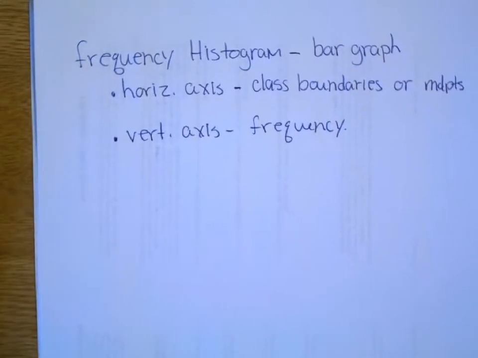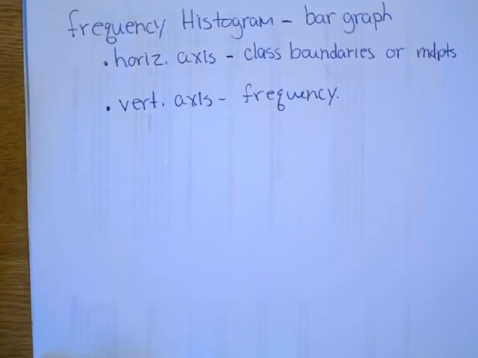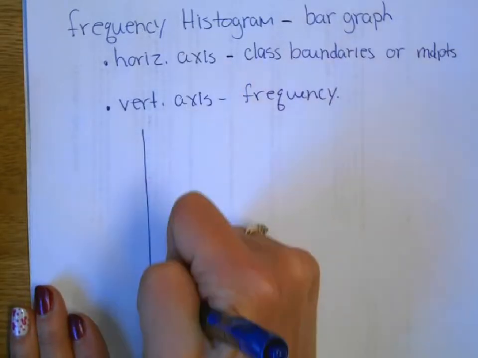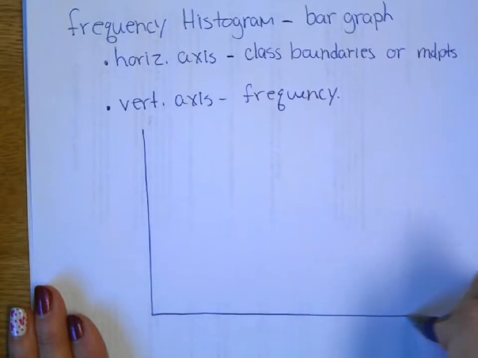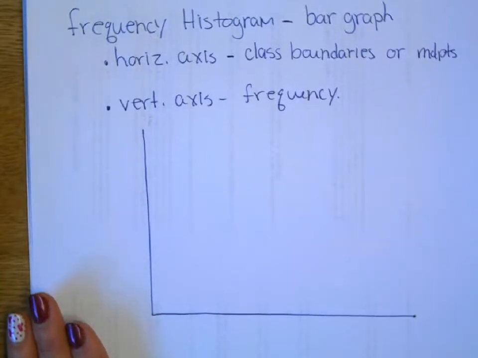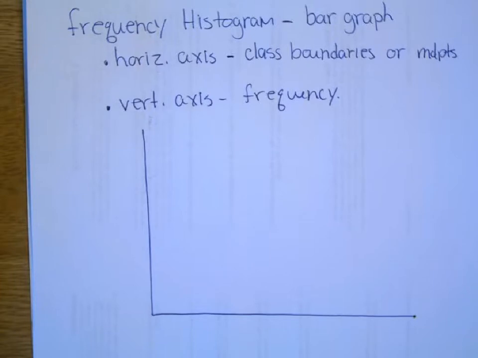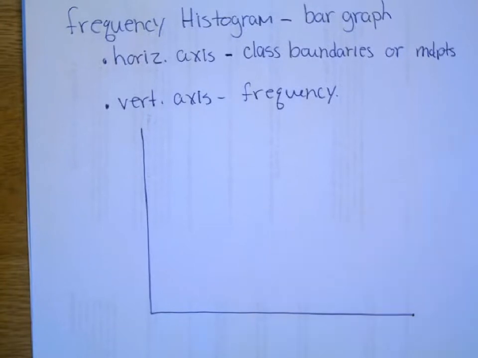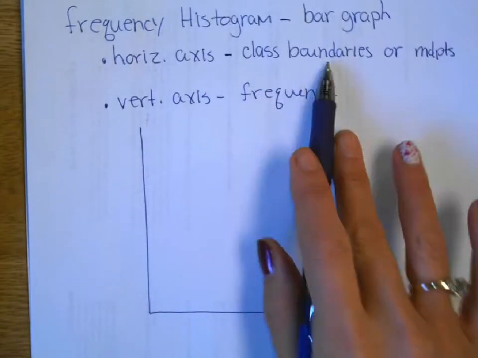So we're not going to get out graph paper and make them real technical. We're just going to do sketches right in our notebook here. So the vertical axis is always frequency on a frequency histogram. Will they tell us which one to use? Well, it'll tell you which graph to make, and you get to pick. Let's do class boundaries, just because I think that's the more difficult one to use. There's never going to be a question like, what class is 10.5 in?